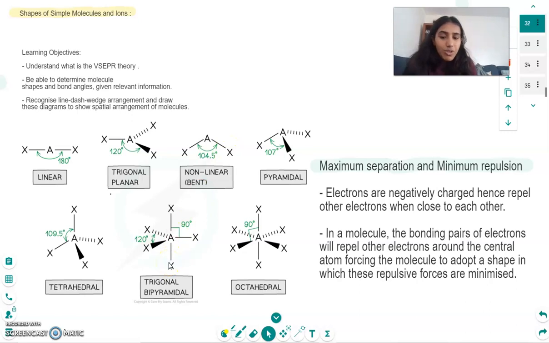Our next one's a little bit more tricky, trigonal bipyramidal. I found this one the most tricky to understand.